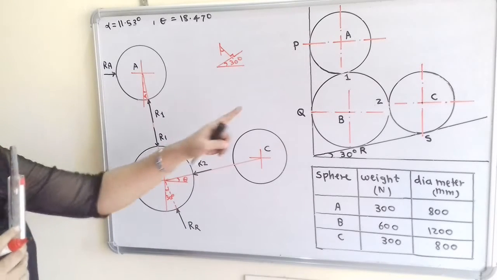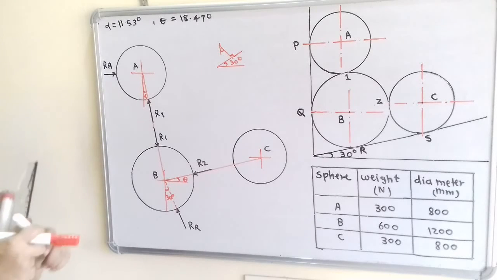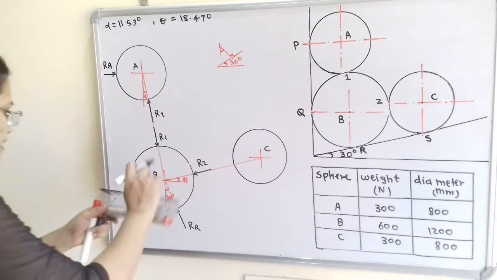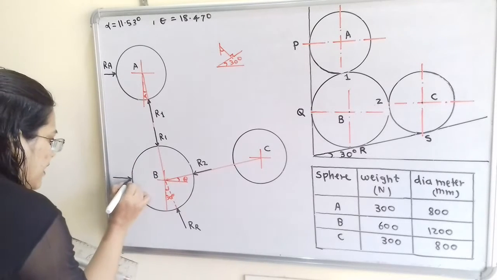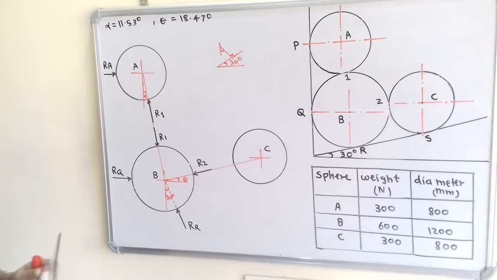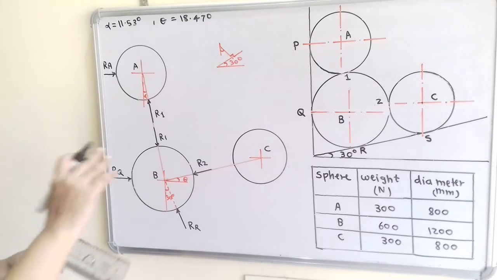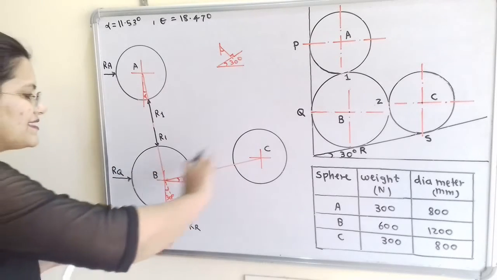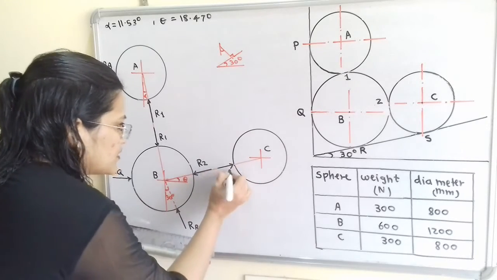Now at point Q, there is the point of intersection with the vertical wall. So the reaction we have to show in horizontal direction, and it is passing through the center and direction is towards the sphere B. So here is RQ. Now we will move to the sphere C. So we have to show R2 along the same line, that is line BC, direction is towards C.